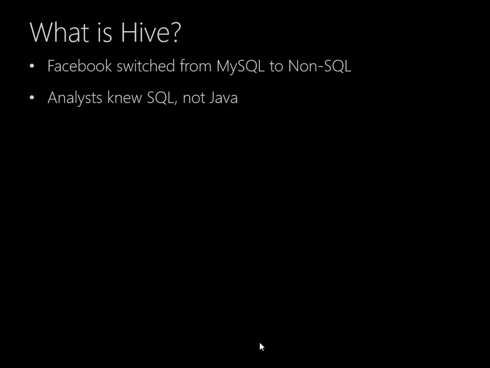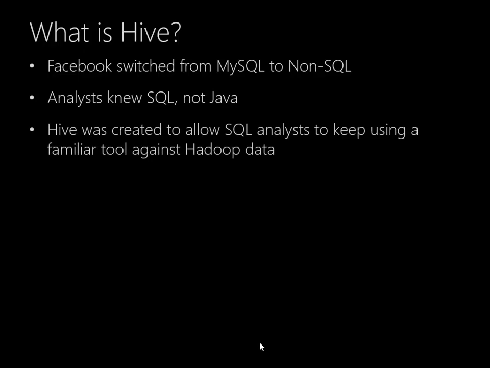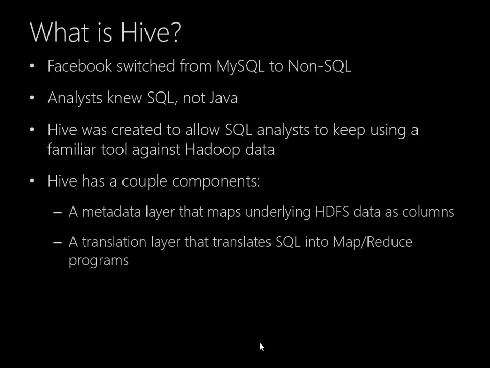So Facebook had a dilemma. Should it teach these analysts Java and have them start using MapReduce directly? And they decided not to. They decided instead they were going to create some kind of technology that their SQL analysts could keep using SQL, but access the data that would now be stored in Hadoop. And that technology was called Hive.